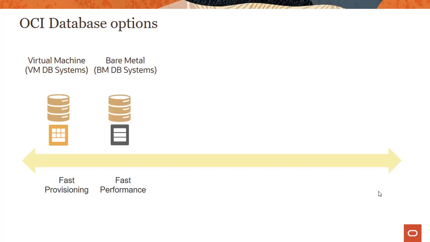The second option is called bare metal DB systems. In this case, as the name suggests, you are running the Oracle database on a bare metal machine. These are 52 core bare metal machines, and you get 51.2 terabytes of local storage. So here you are leveraging the local storage, and the idea is that you get really fast performance.